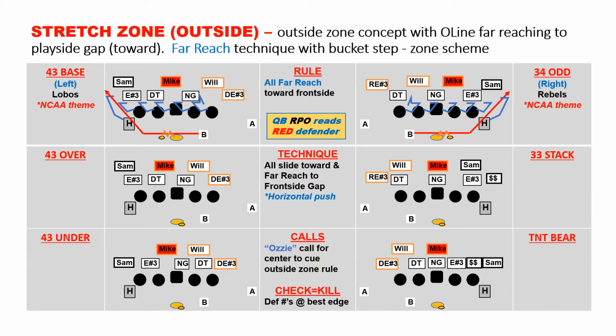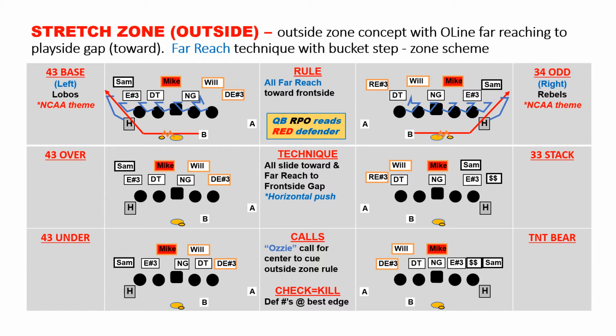All right, here's our stretch zone or outside zone blocking schemes, techniques, and calls. First off, we're going to do what's called an Ozzy call here. So just like inside zone is Izzy, when we go outside zone, it's just Ozzy, Larry, or Roger, left or right. Technique here is, the rule is we're going to all far reach, meaning we're going to take our inside arm and far reach to the play side gap, all of us. Again, it's a zone principle.